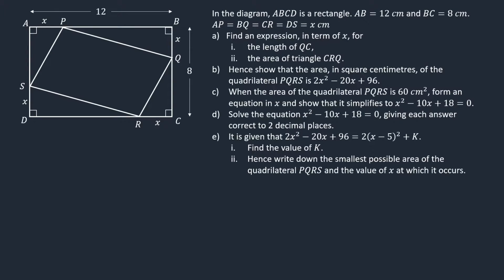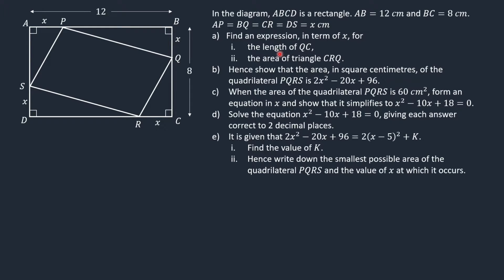In the diagram, ABC is a rectangle. AB is 12 cm. BC is 8 cm. AP, BQ, CR, and DS are all x cm. A, find an expression in terms of x for the length of QC.